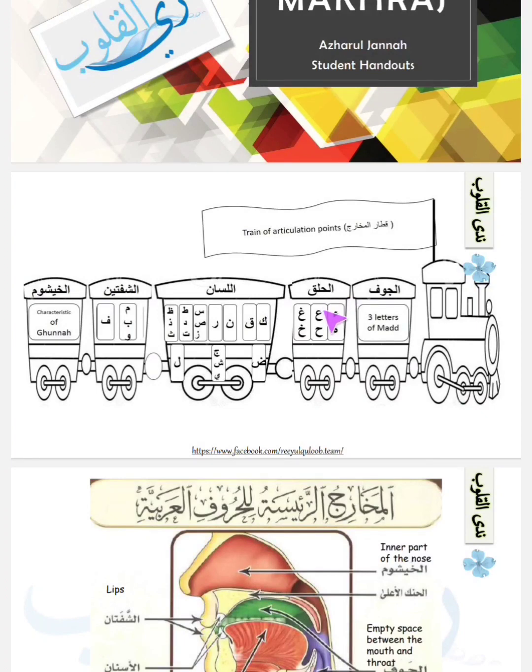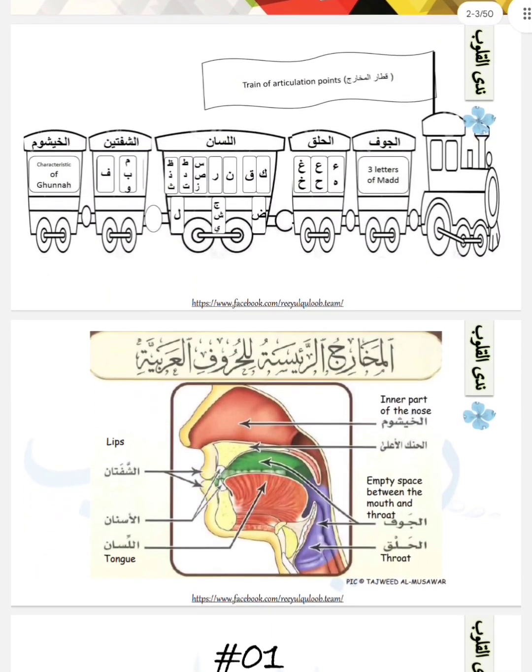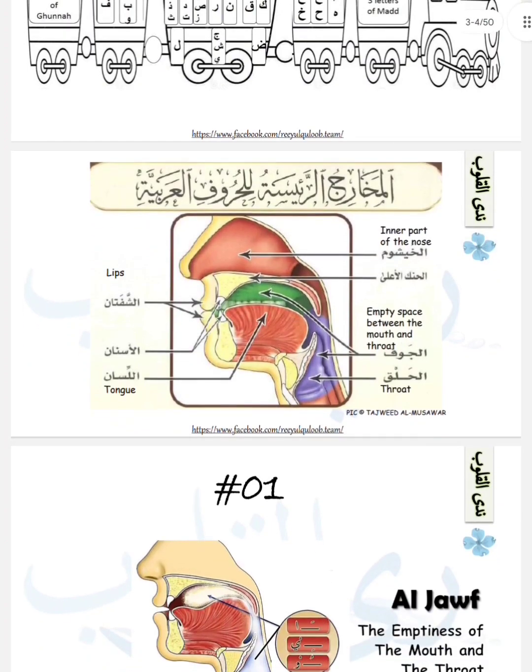Then there's halq, which is the throat, and al-lisan, which is the tongue, and shafatain, which is the lips, and also al-khayshum, which is the nose. Okay, we will talk about them one after the other. Today we will talk about al-jawf. Al-jawf is the empty space between the mouth and the throat. This place, you see, this place, and this place. This is the jawf.